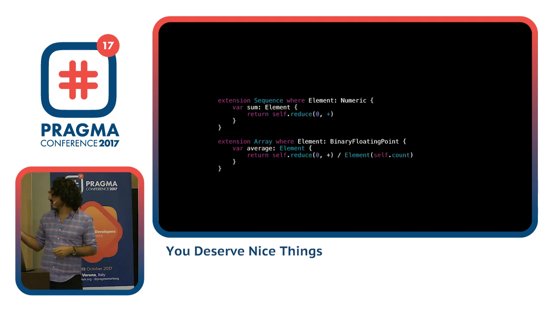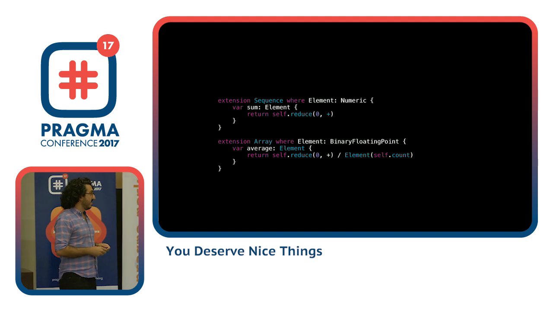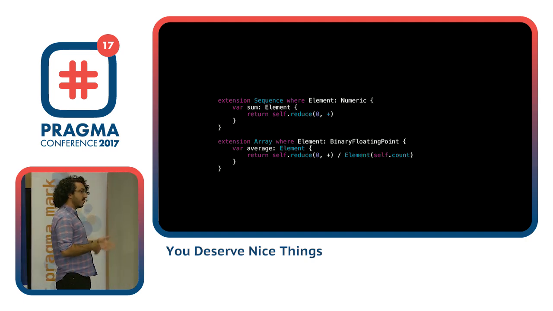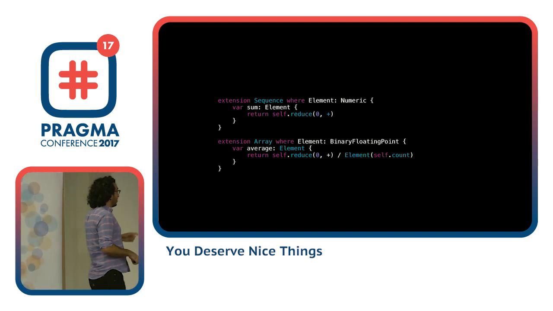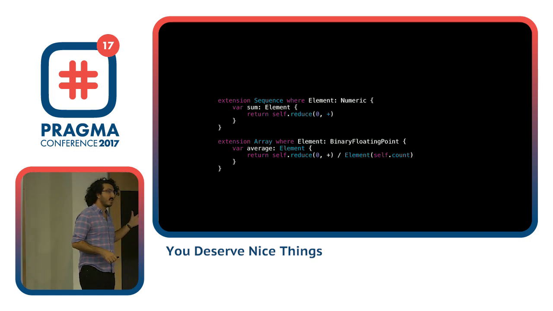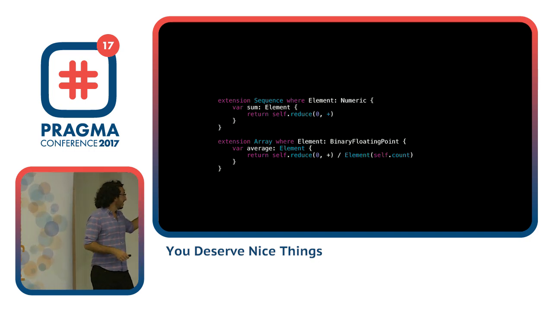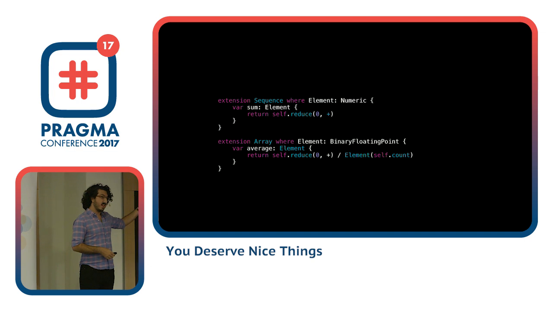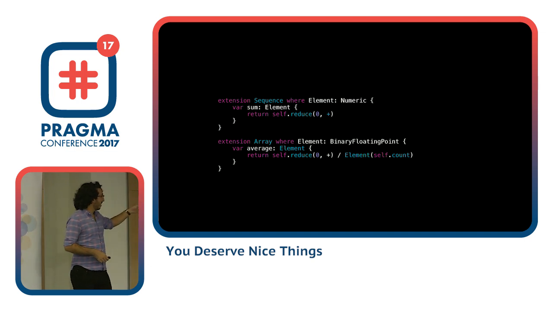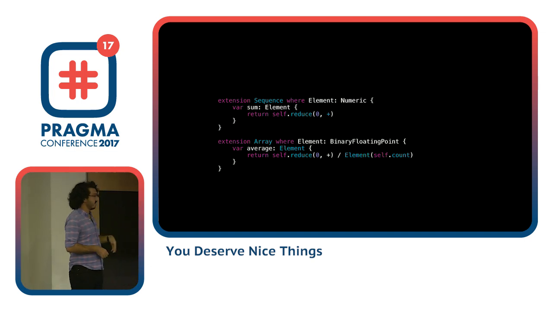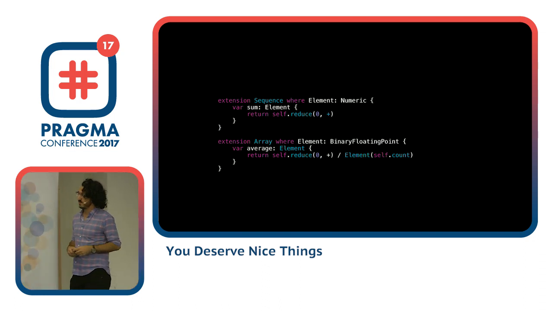We can even go a step further and do averages. Assuming your number is a binary floating point, because we have to do division, you can write code that will automatically do your averages for you. And again, this is something that can now be used at the end of a chain, instead of before you have to assign it to a variable, because there's two references to self. You need the reduce, and you need the count.